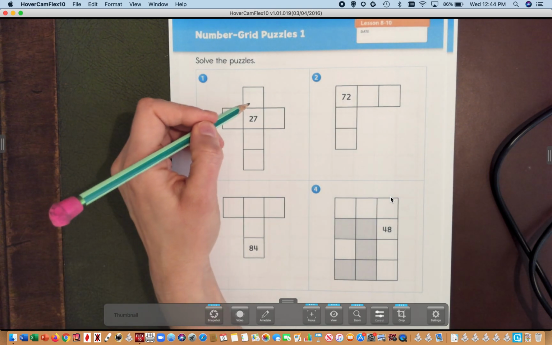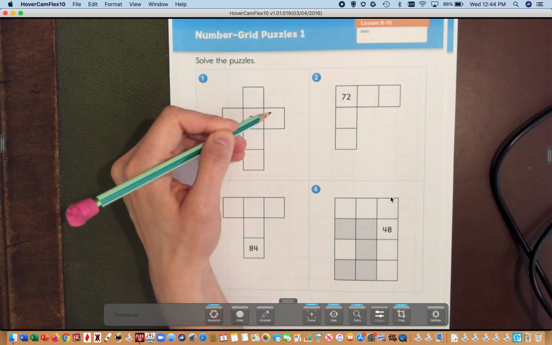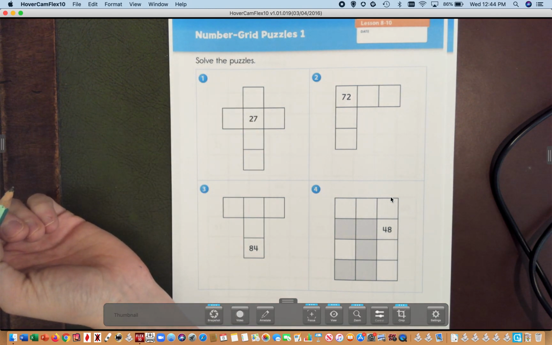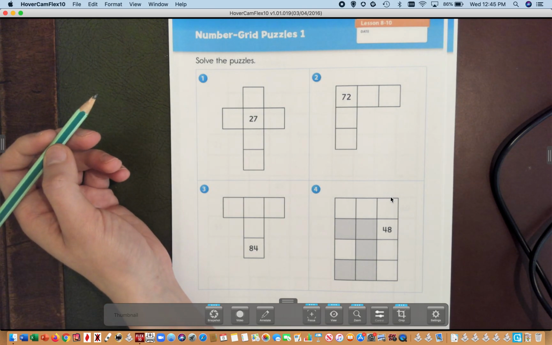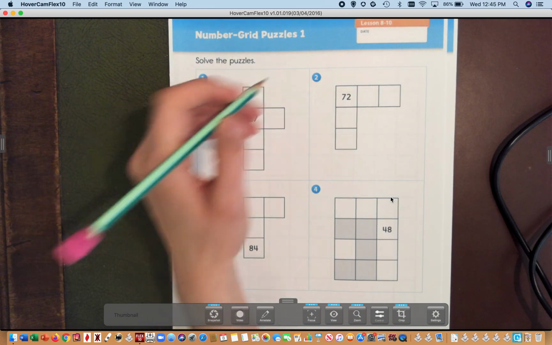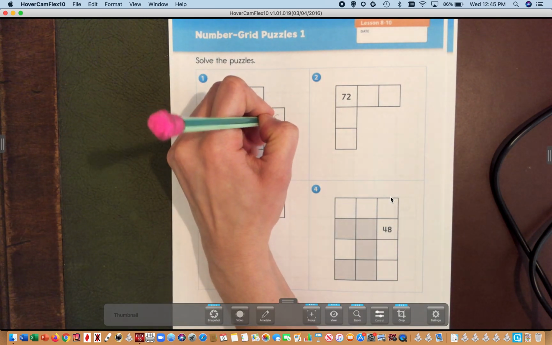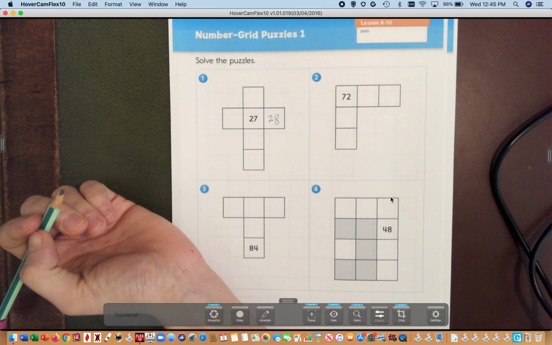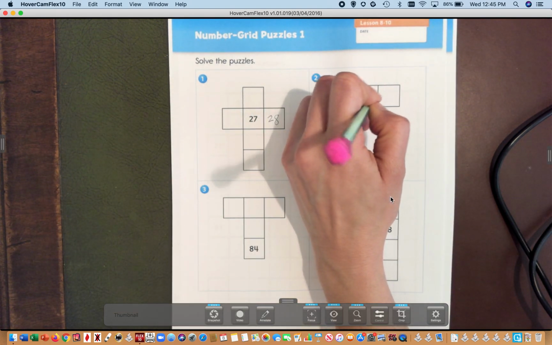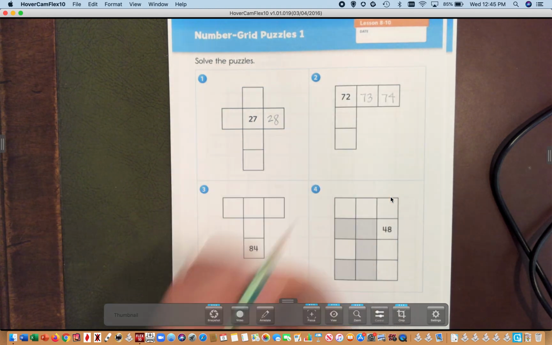So this puzzle has no other numbers around it. It just has a 27 in the middle. One of the things that I always do when I start is do the numbers that come after the ones that they give me if I can. So this says 27, I would write 28, counting on. This one says 72, so I would go ahead and do 73 and 74.